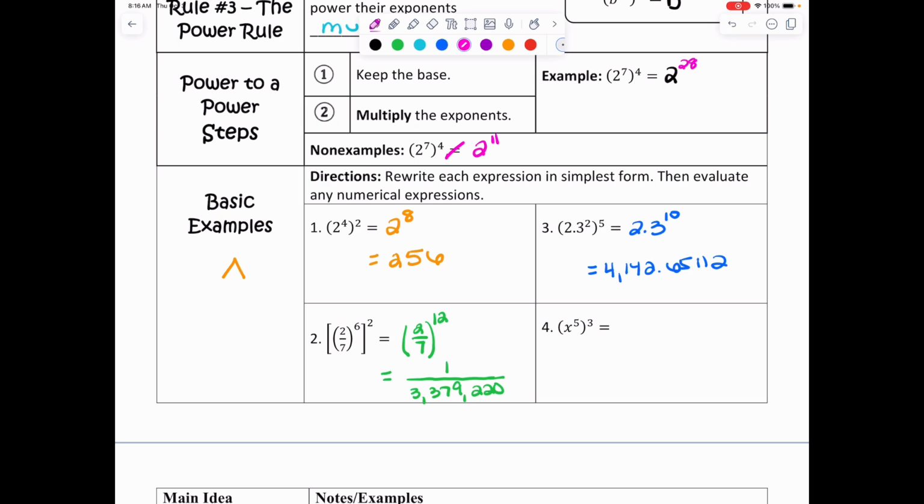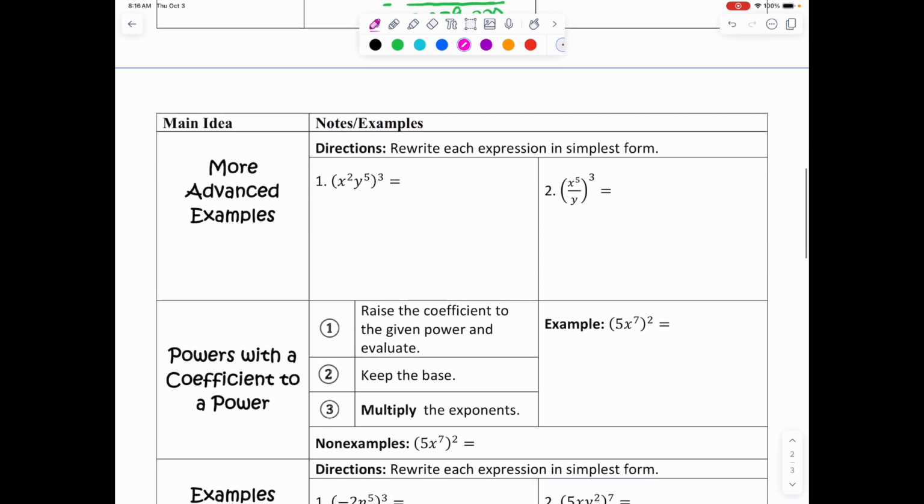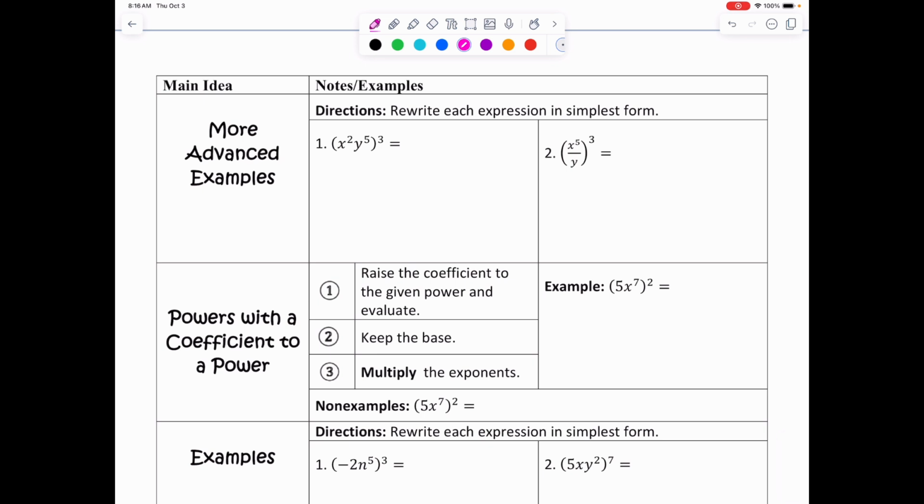And then lastly, remember, it also works with variables. So we have x to the 5th raised to the 3rd power. Means we're going to keep our base of x and multiply our exponents. 5 times 3 is 15.